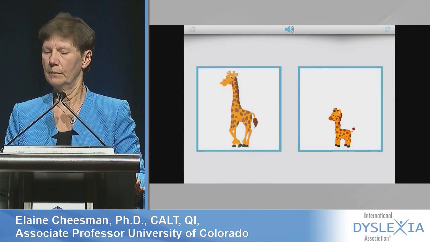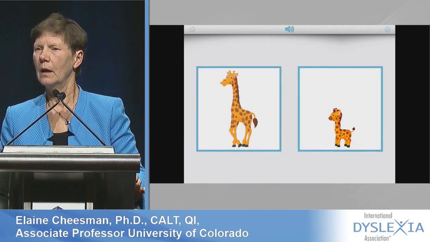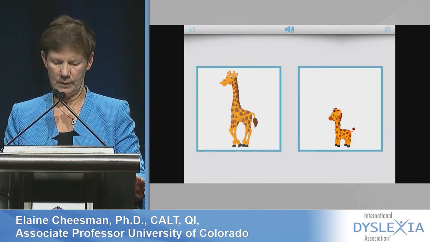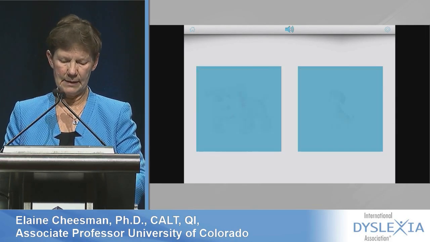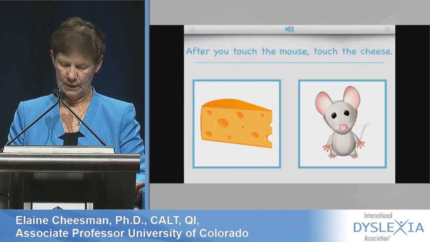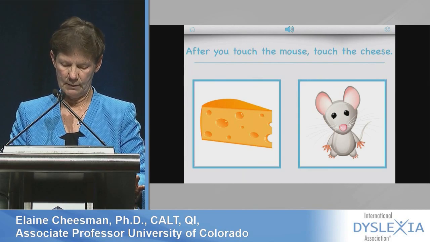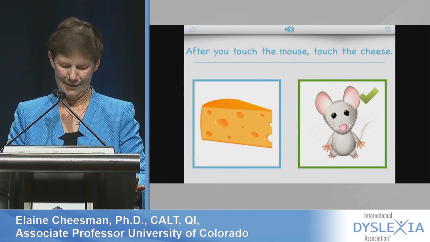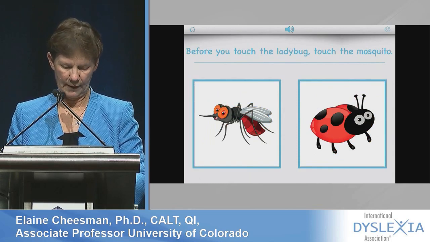Touch the shortest giraffe. Say what? No. On that one, yes, but not necessarily. So here, touch the shortest, what does it say? Touch the shortest giraffe. I can do that. Touch the shorter pencil. So it gets into touch that. Touch the big dog. After you touch the mouse, touch the cheese. So here it's backwards. So I'm going to do this. Cheese. Hey, that's my last name. Do you mind? Mouse. Cheese. Before you touch the ladybug, so see? Touch the mosquito. I think it's good.